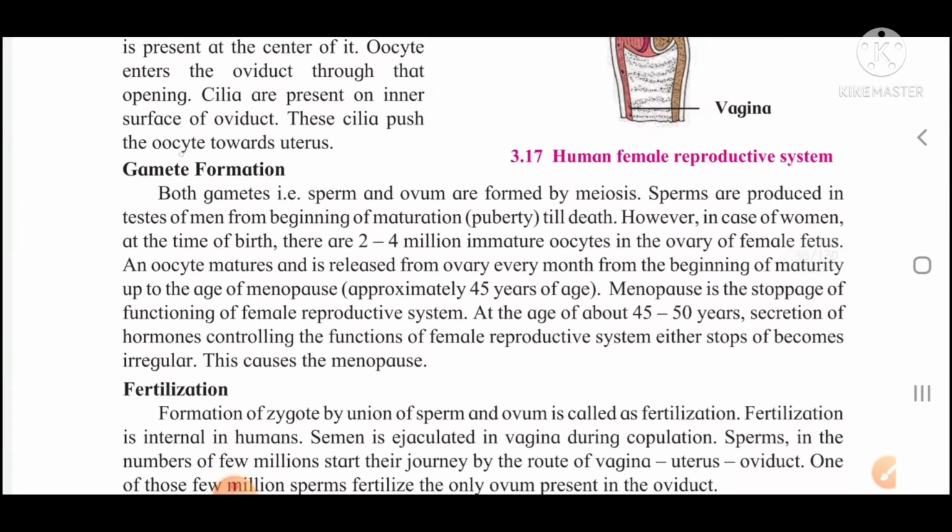Okay, next, gamete formation. Both gametes, that is sperm and ovum. Sperm is in a male, it is a male part, okay. It is produced in the male, and the ovum is produced in the female. So sperm can also be called a male gamete, and ovum is a female gamete. Formed by meiosis. Meiosis cell division की मदद से होता है.